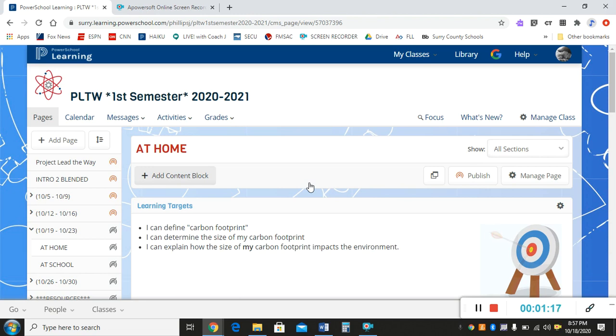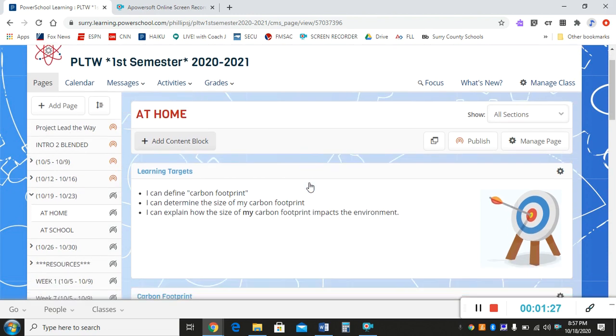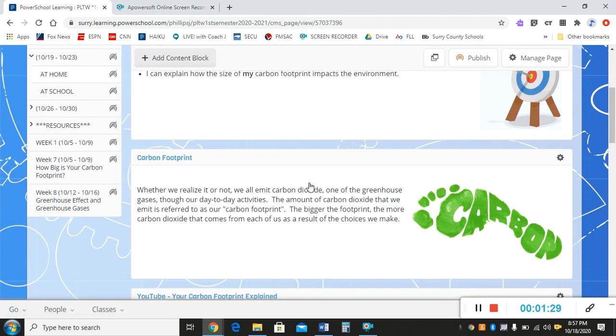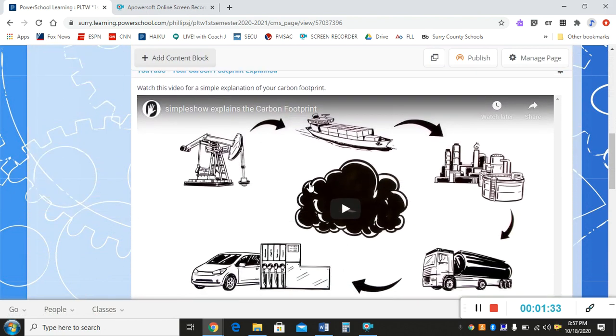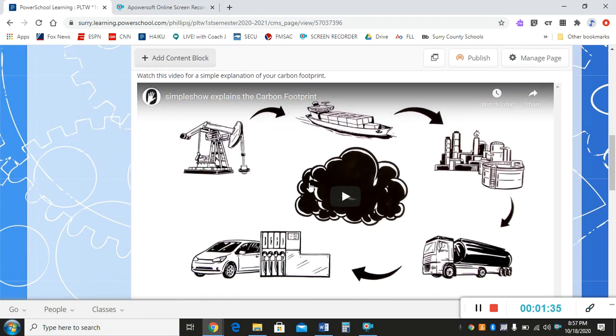We're going to be talking about a carbon footprint. We're going to be defining the carbon footprint, determining the size of your carbon footprint, and explaining how the size of your carbon footprint makes an impact on our environment. Right here it talks about what a carbon footprint is, and then this is a video further explaining what a carbon footprint is.